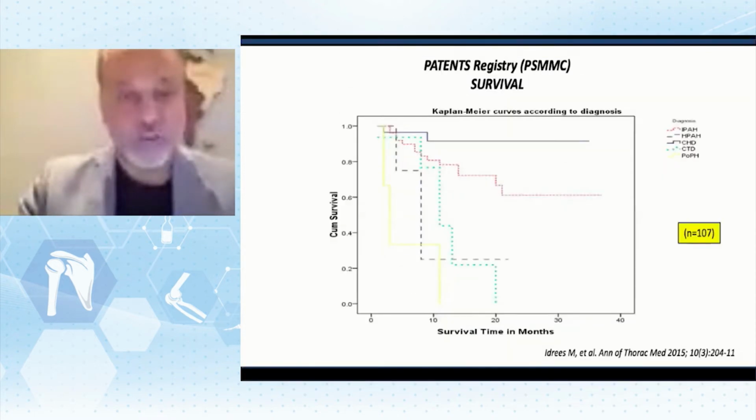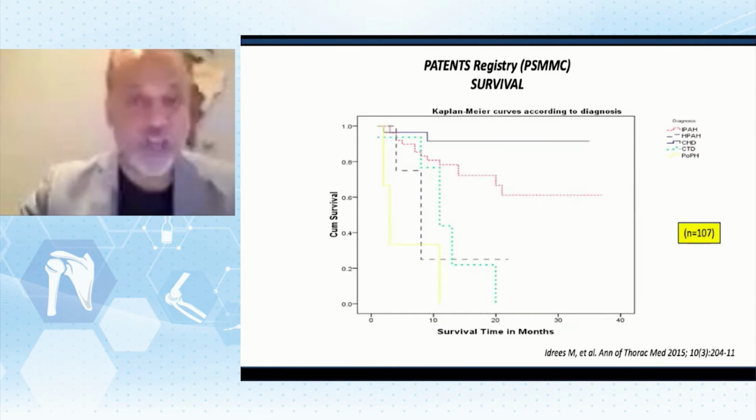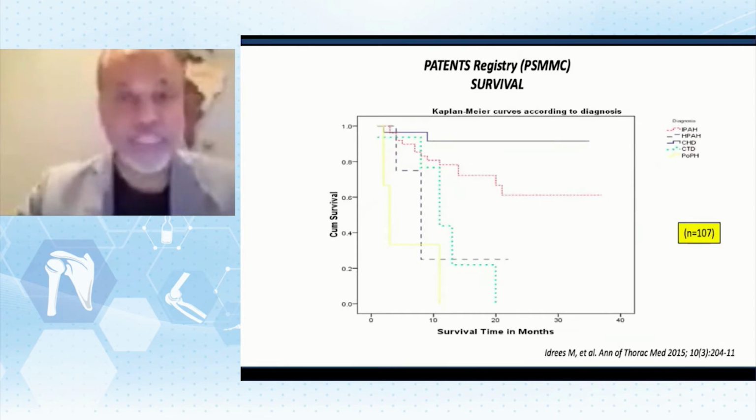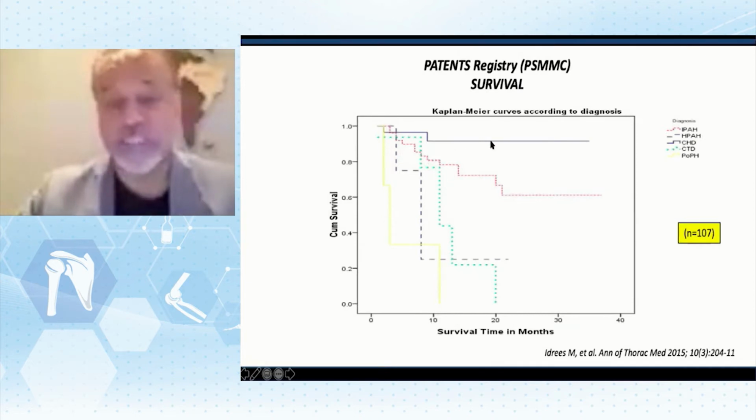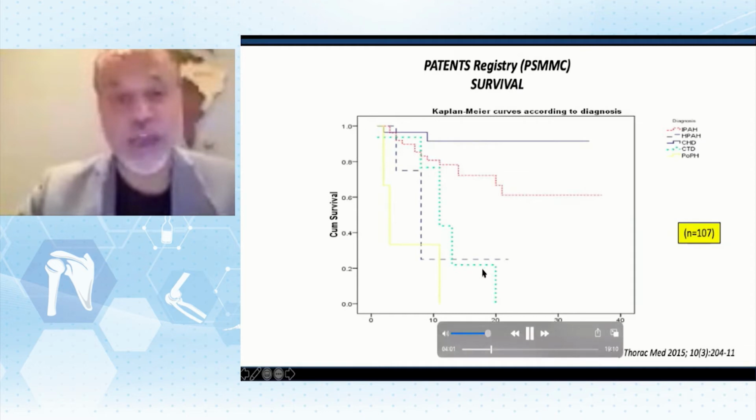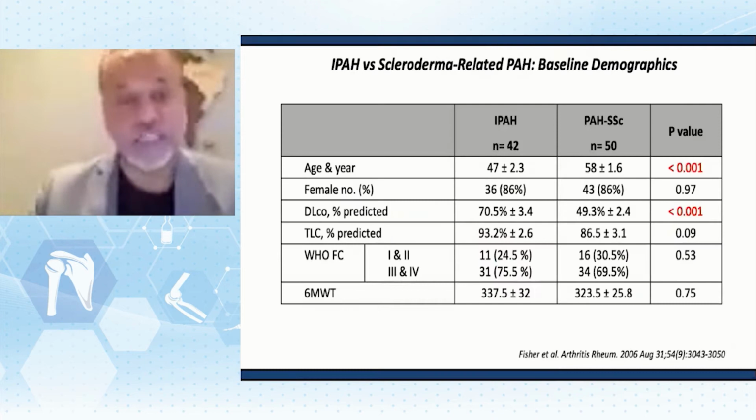Now, this is our own series from a few years ago, looking at the first 100 patients in our center. You can see that those patients who have, for example, congenital heart disease PAH, or idiopathic, had significantly better outcomes than those patients who have scleroderma associated pulmonary arterial hypertension.